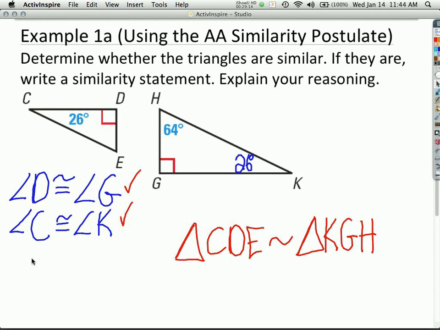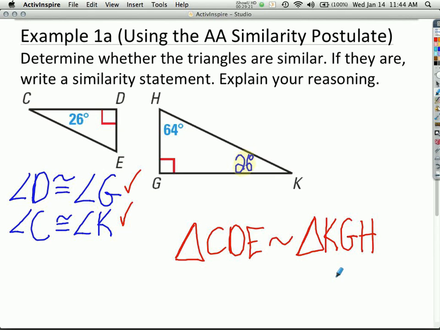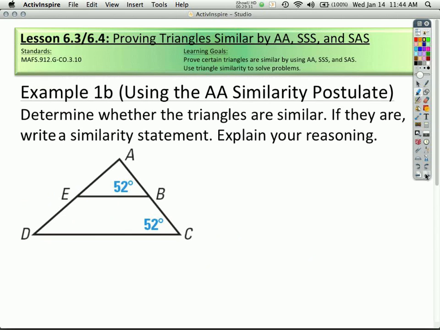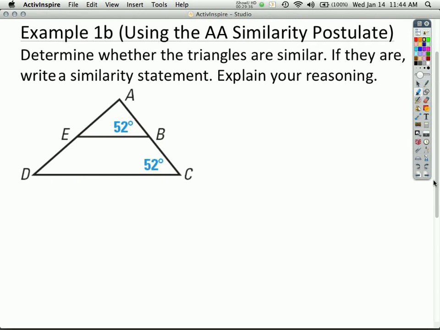And I love how Nathaniel came up with the 26 degrees that was missing right here by using the triangle sum theorem. Anyone have any comments or questions on how we prove that these two triangles are similar? Any concerns, any issues? So let's develop the idea a little bit further. Remember, a sketch of the picture will be good enough.